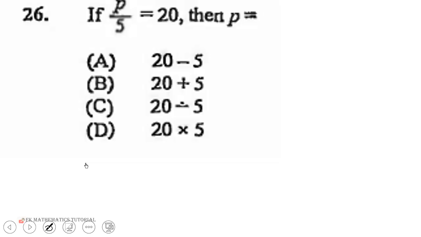If P over 5 is equal to 20, then P is, so multiply both sides by 5 to get P to be equal to 20 times 5. So the correct answer is D.